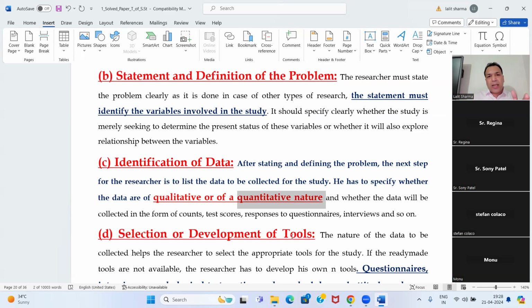For example, you want to check the attitude of the student. Now I'm changing my question. For example, you want to check the attitude of ninth class convent school students towards ICT or towards the computer. Now you have to check the attitude, so the data has become qualitative data, right? In the third step, you identify whether the data you are going to collect from the student is qualitative or quantitative.